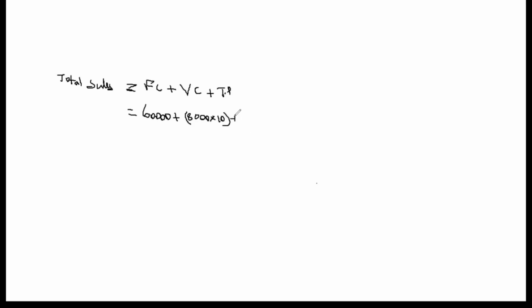Target profit is 30. So this will give us 60 plus 80 plus 30. This is 170,000. So this is our sales. We know the number of units. Can we get now the selling price?